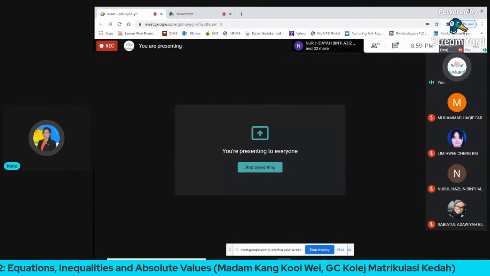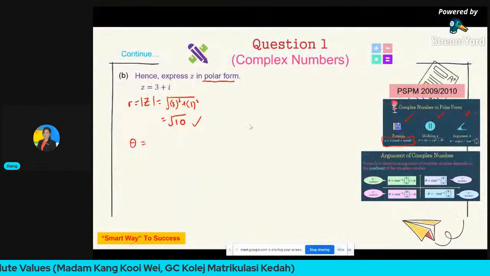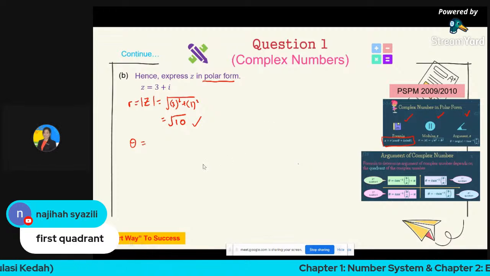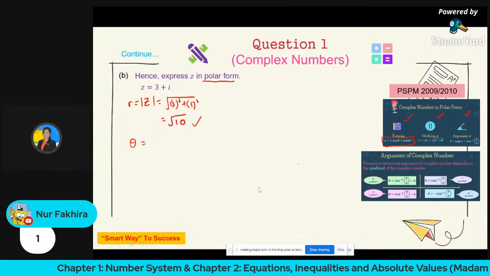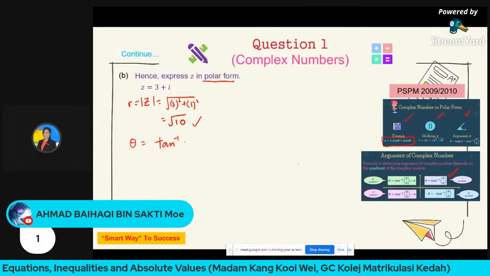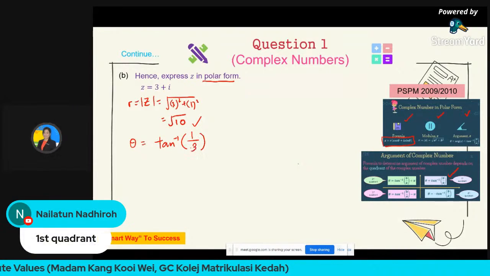Okay, class. Again for this one, z equals 3 plus i. It is in which quadrant? First quadrant. Okay, first quadrant. So we apply this formula. Arctangent b over a, we use a bracket. It is 1 over 3.